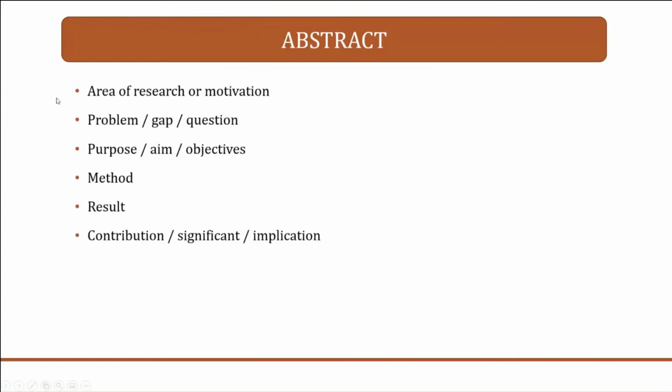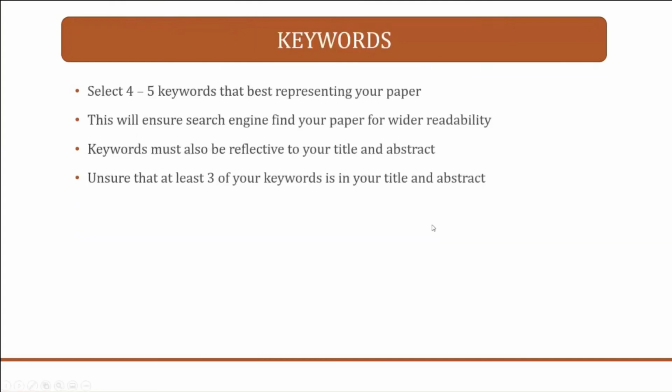So in the abstract, you must have the area of research or the motivation, the problem, the gap or the research questions, the purpose, the aims and objectives, the method, the results, the contribution, significance and implication. You should have all of this in your abstract within 250 words. And then select 4 or 5 keywords representing your paper. This is under keywords. Make sure the search engine finds your paper for wider readability. Keywords must also be reflective of your title and abstract. And please ensure that at least 3 of your keywords are in the title and abstract.